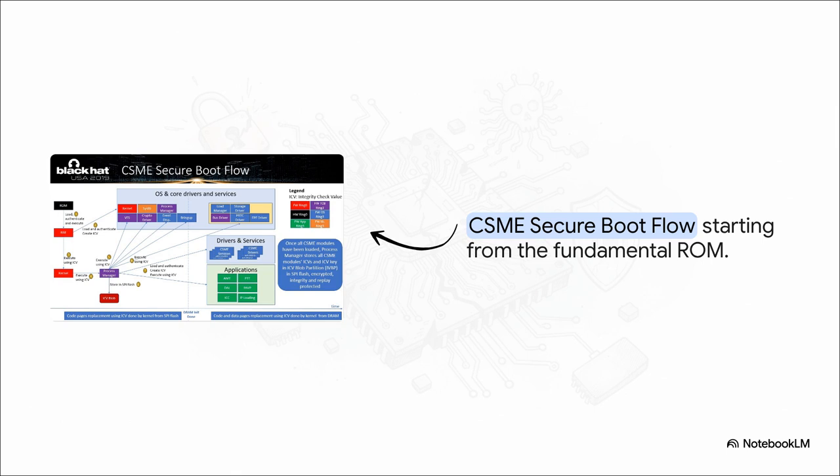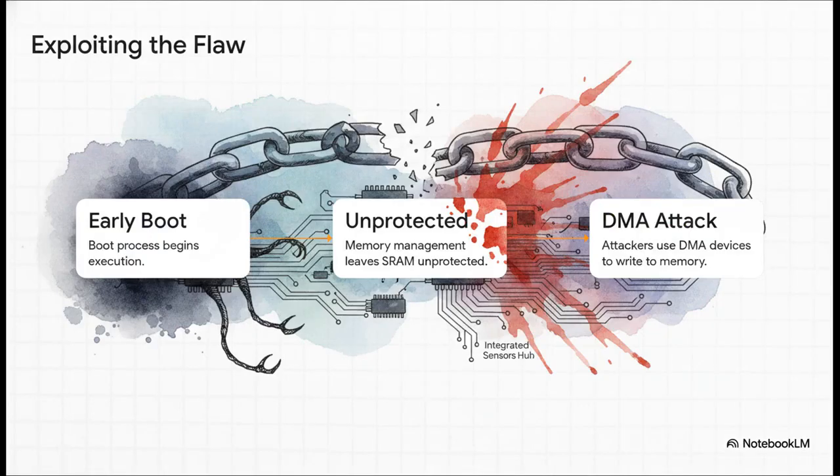And because the ROM is considered the absolute ultimate root of trust, literally everything downstream, your firmware, your OS, all your personal data, completely relies on this one initial process being 100% secure. But right here is exactly where the chain snaps.